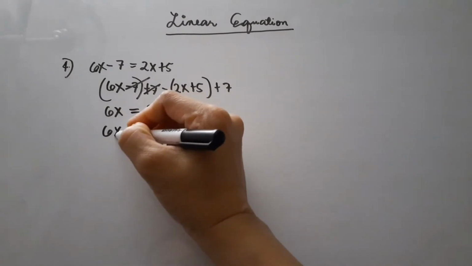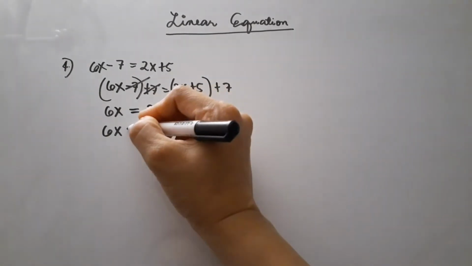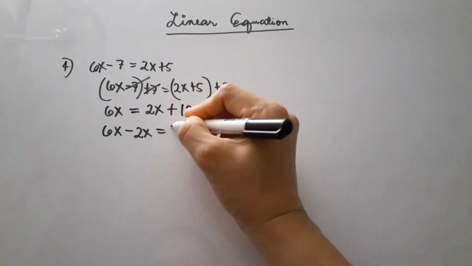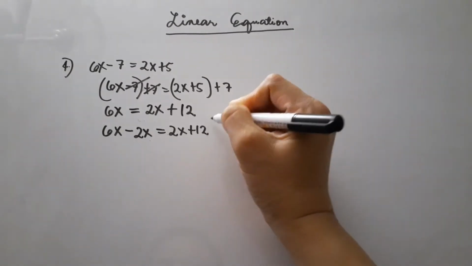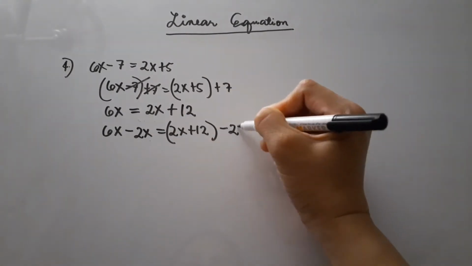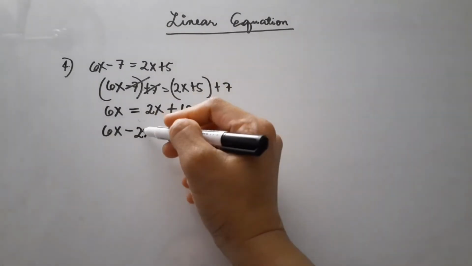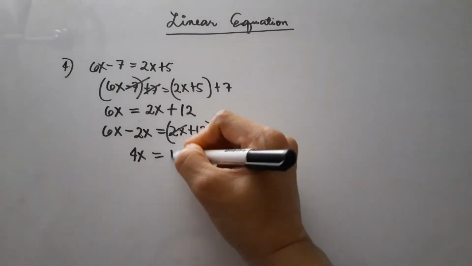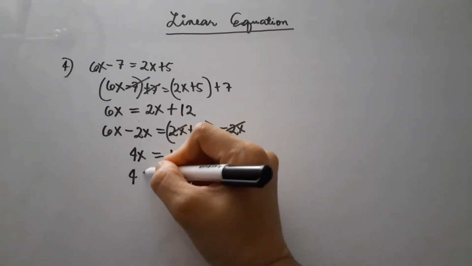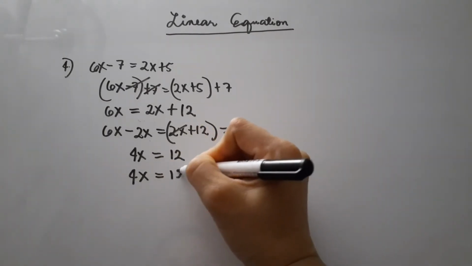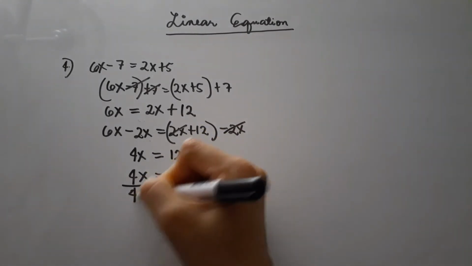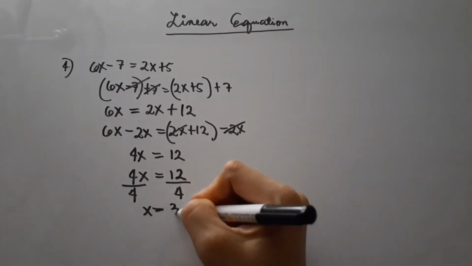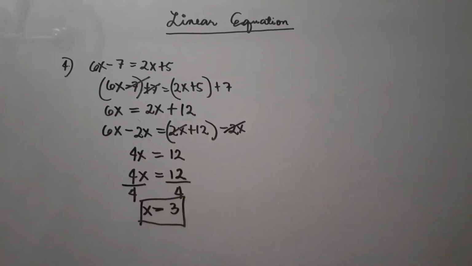And then we isolate again. We have to add both sides by negative 2x. So we have negative 2x, then 2x plus 12. Negative 2x cancels out this 2x. So we have 6x minus 2x is equal to 4x. Then we have 12. And then 4x is equal to 12. We divide by 4, and then the value of x, so 12 divided by 4 is equal to 3.